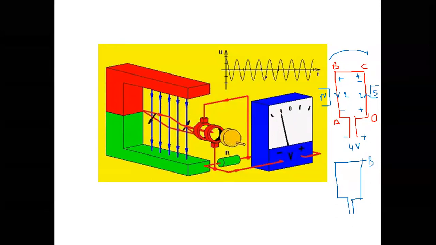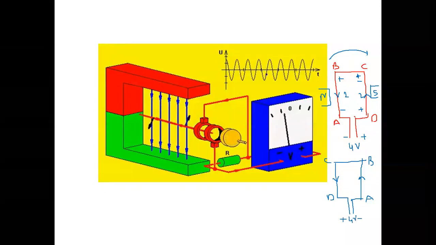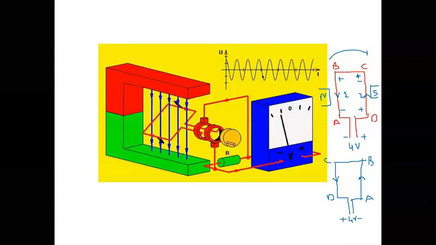Okay, and this is B, and this is A, and this is C, and this is T. Now the current direction is changed. So here it is downward direction, here it is upward direction. So we will get plus 2, minus 4 volts.